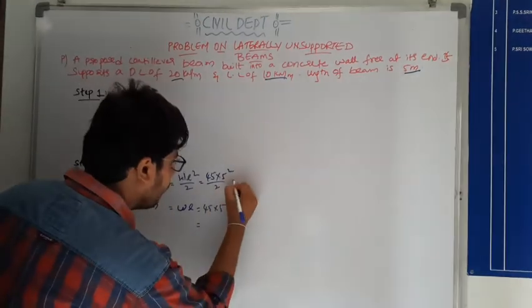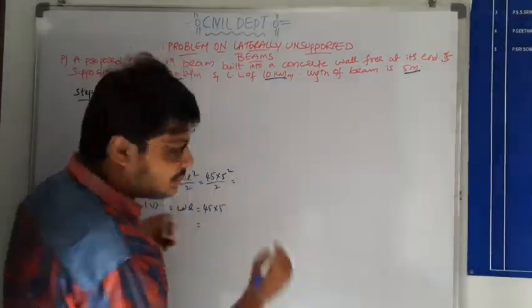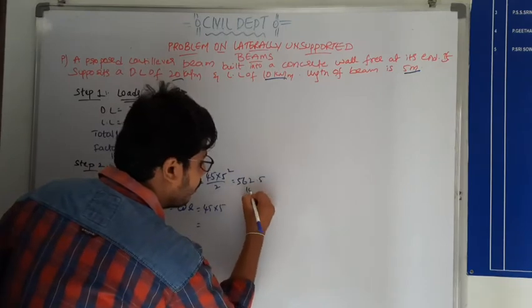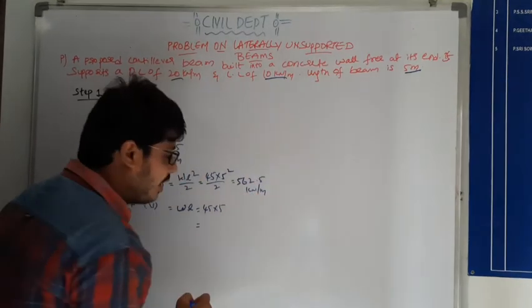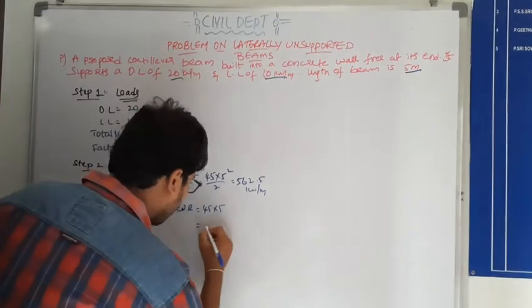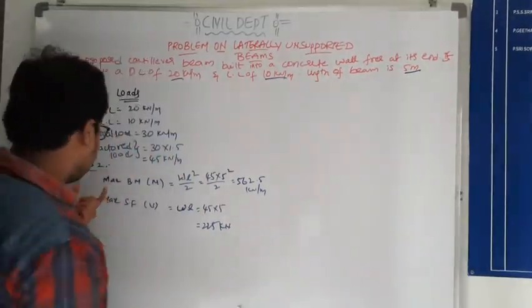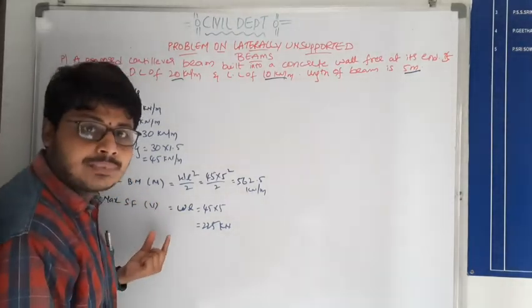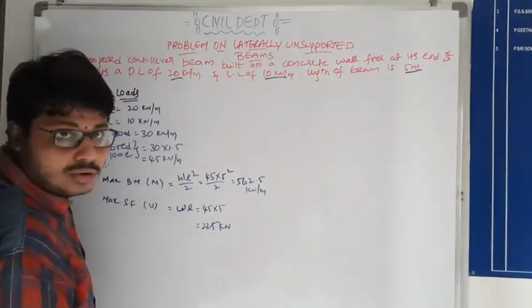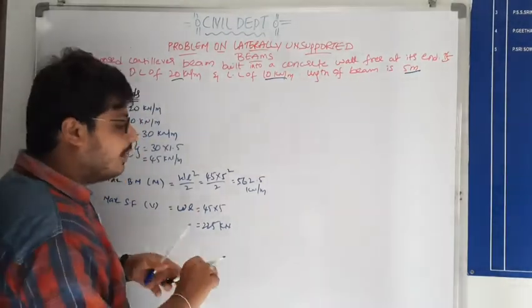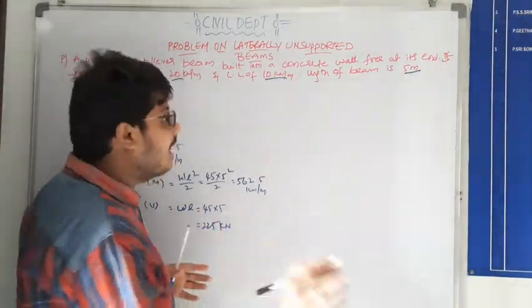Which gives the answer as 562.5 kN per meter, and the shear force, 45 into 5, is 225 kN. So step 2 is the calculation of bending moment and shear force. Step 1 is loads. Step 1 and step 2 are similar for laterally supported and laterally unsupported beams.